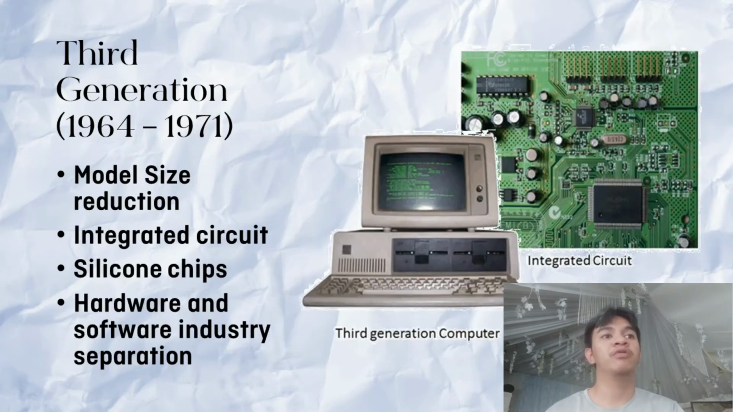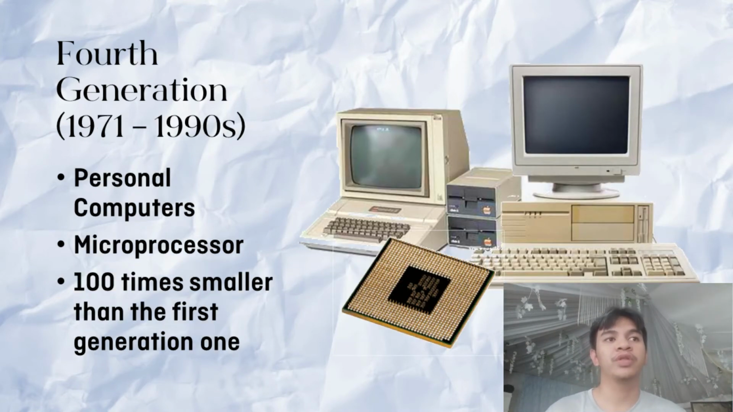Right after that, around 1964 to 1971, the third generation of computers introduced the reduction of computer model sizes, the use of silicon chips, and the development of integrated circuits. Also in this era, hardware and software were sold separately, so the software industry was created, and there were now programmers. Newer models of computers were developed, and it signified the occurrence of the fourth generation, from 1971 until the early 1990s.